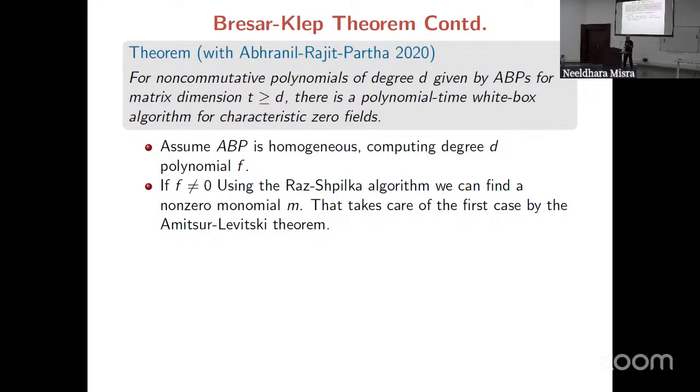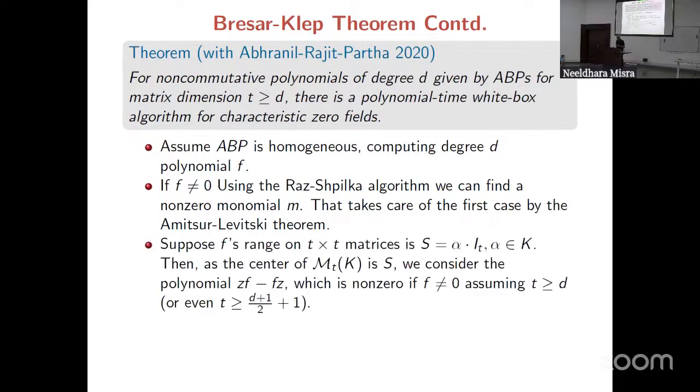So here I'm trying to describe the algorithm. Oh, sorry, we can't do it for all matrix dimensions. We need T to be sufficiently large, otherwise only random substitutions work, because we will need matrix substitutions which involve the degree of the polynomial and the size of the ABP. So we need matrix substitutions of size at least D.